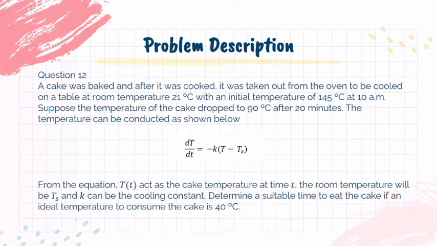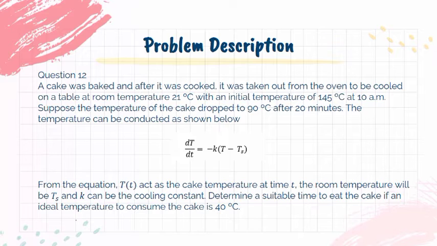Okay, now I will talk about the problem description. Our group chose to answer question 12. Question 12 states: a cake was baked, and after it was cooked, it was taken out from the oven to be cooled on a table at room temperature of 21 degrees Celsius, with an initial temperature of 145 degrees Celsius at 10 a.m. The temperature dropped to 90 degrees Celsius after 20 minutes.